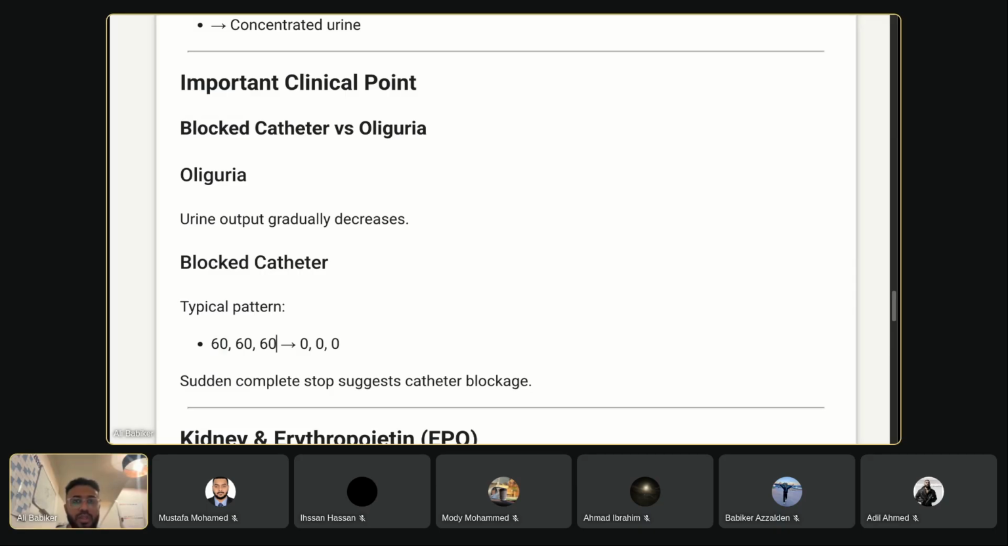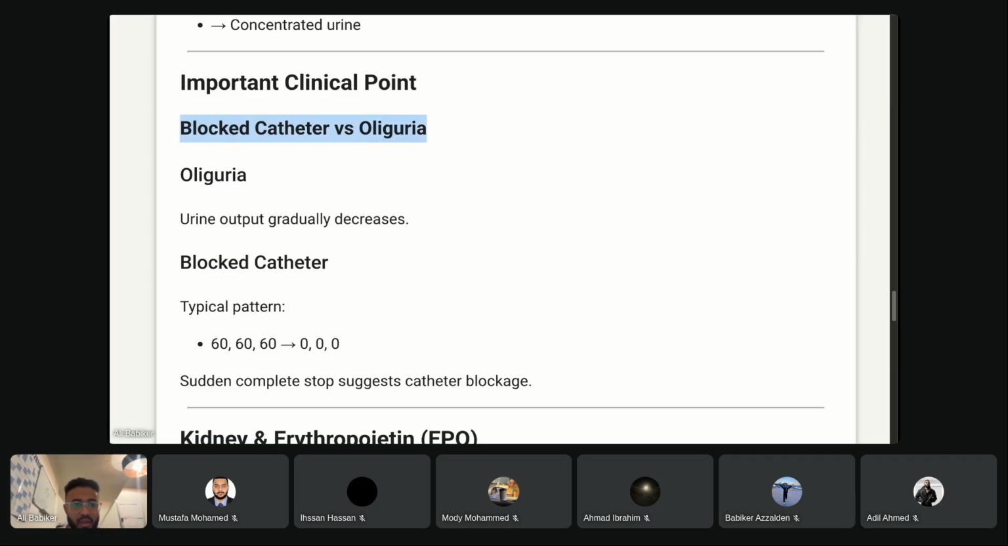They will ask you what is the cause for that. They will put oliguria and blocked catheter. If there is a sudden decrease in the urine output, that means it's a blocked catheter. If it's gradual, so the urine output was 1 liter, then became 900 ml, then 800 ml, then 70 ml, and it's gradual, that's possibly oliguria due to acute kidney injury or whatever. So this is one of the important points I want you to understand from now.